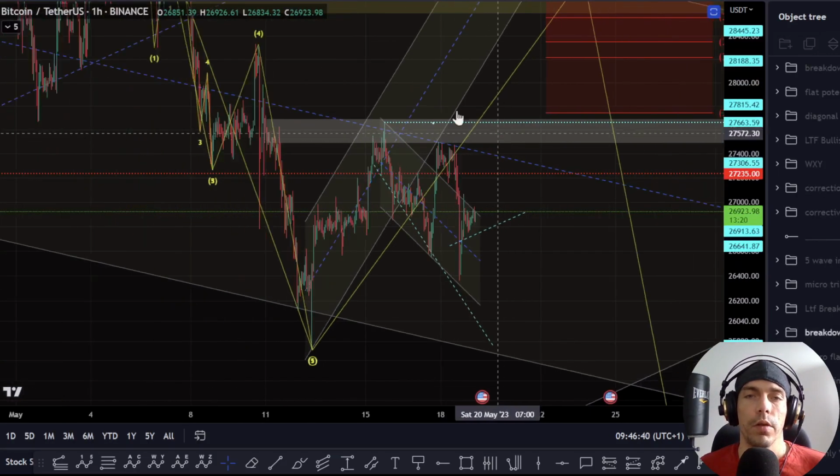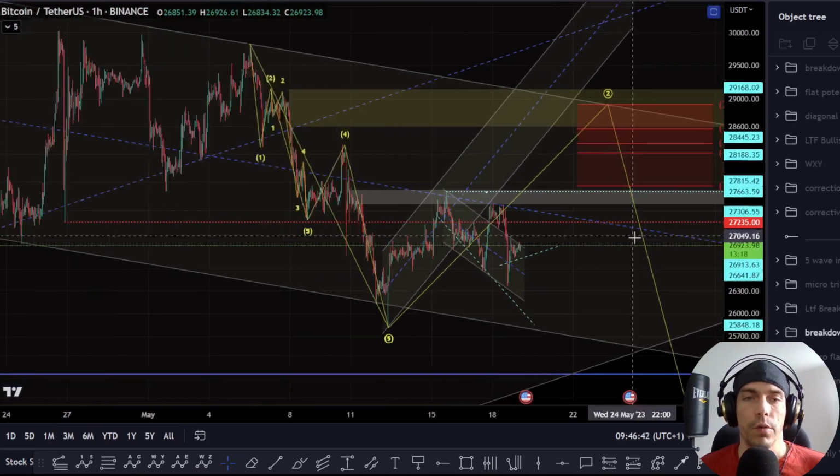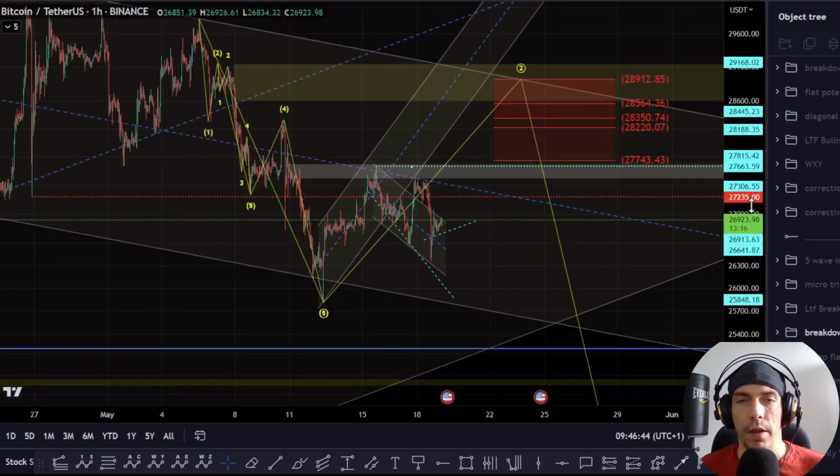Now, another way we could look at this, and we did discuss this as well, was actually looking at this move as a completed structure.